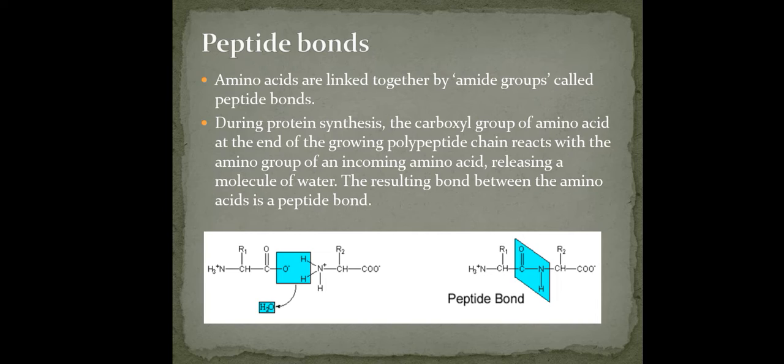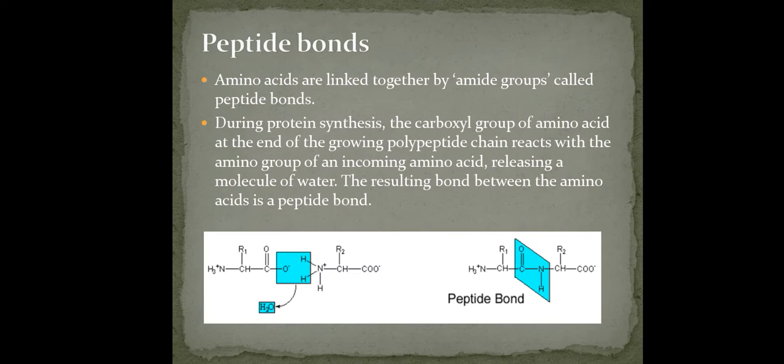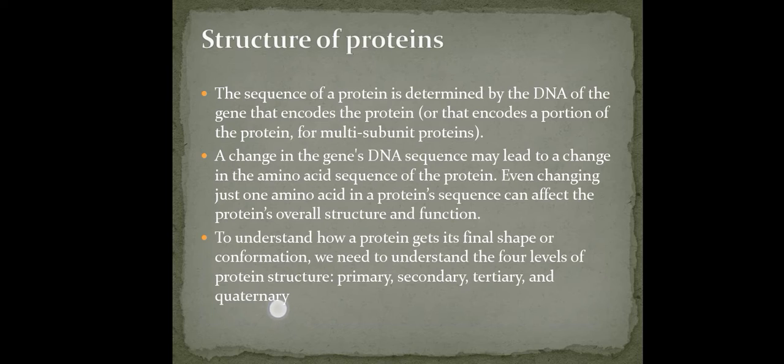Peptide bonds: amino acids are linked together by an amide group called a peptide bond. During protein synthesis, the carboxylic group of the amino acid at the end of the growing polypeptide chain reacts with the amino group of an incoming amino acid, releasing a molecule of water. The resulting bond between the amino acids is a peptide bond. You see in this figure, it is a peptide bond, and this is an incomplete peptide bond.